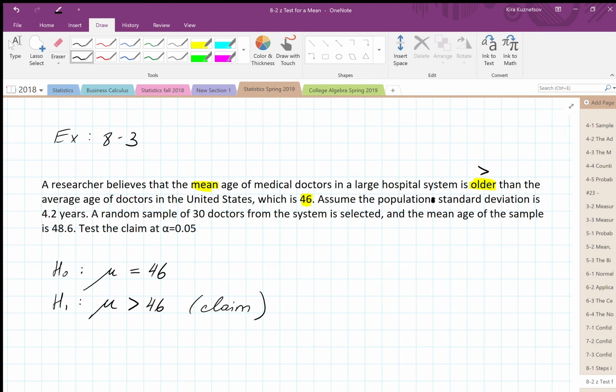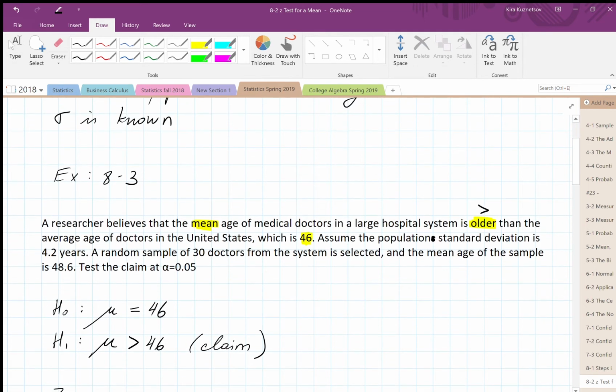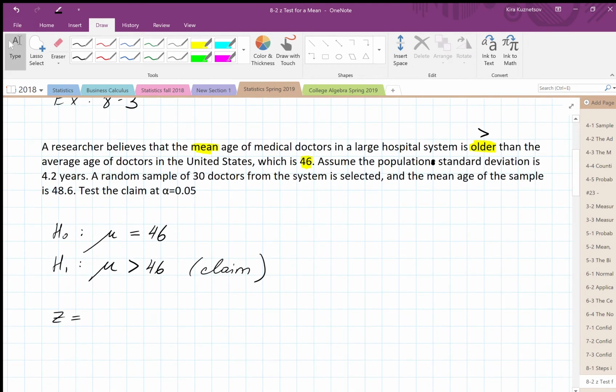Step number 2 is find the critical values and compute the test statistic. So the test statistic, that is your z is equal to x bar minus mu divided by sigma over the square root of n. This will be done with a calculator, but if you'd like to try, you can try this at least once without the use of a calculator.